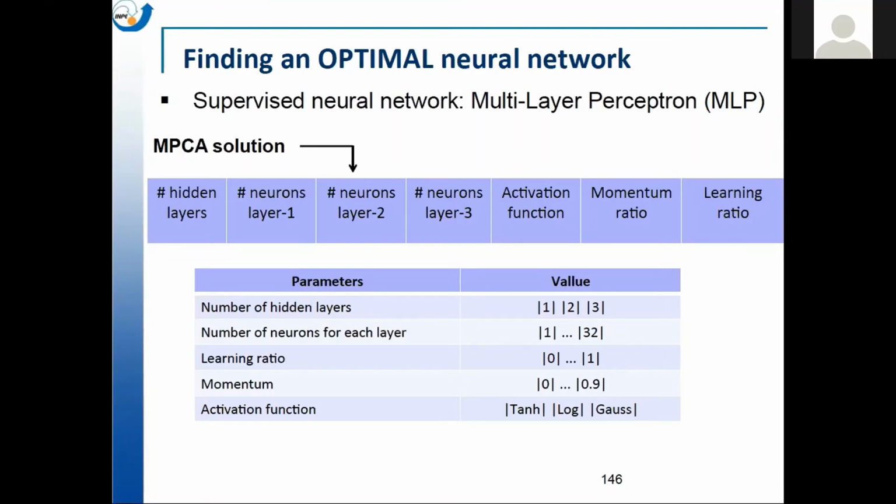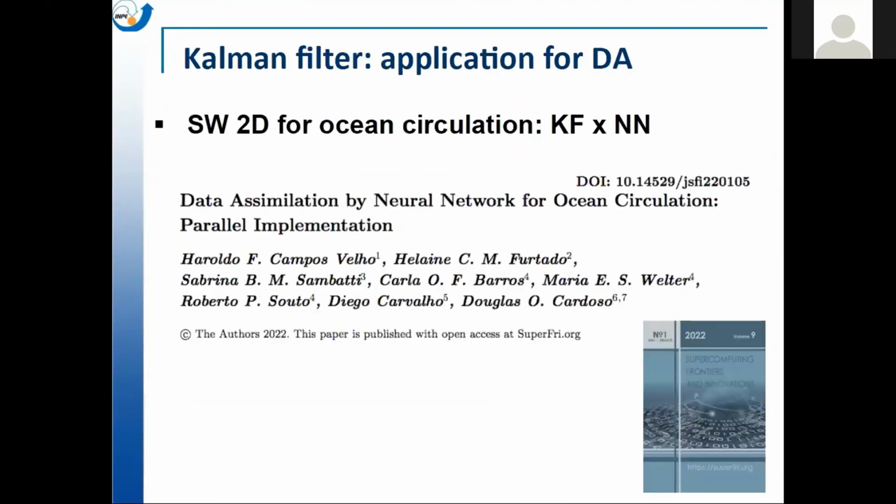The maximum numbers are up to you; you can configure this. We are using a maximum of 3 hidden layers and a maximum of 32 neurons inside each hidden layer. The learning ratio is in the interval 0 up to 1, and the momentum ratio is in the interval 0 up to 0.9. There are 3 types of activation functions that you can use here: hyperbolic tangent, Gaussian, and logistic function.